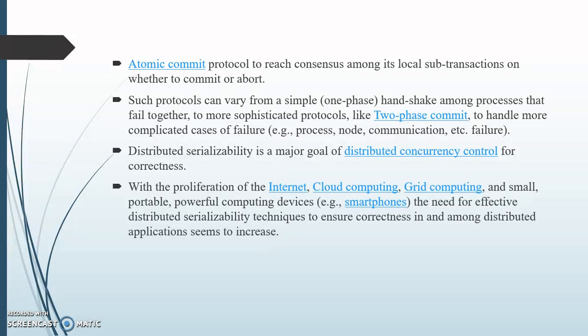Distributed serializability is a major goal of distributed concurrency control for correctness. It is used in various areas like the internet, cloud computing, grid computing, and small portable powerful computing devices. The need for effective distributed serializability techniques to ensure correctness in and among distributed applications seems to be increasing.